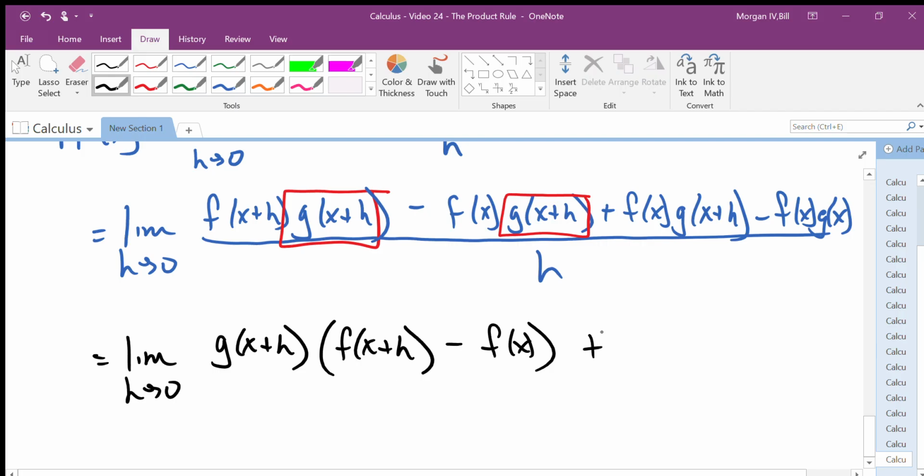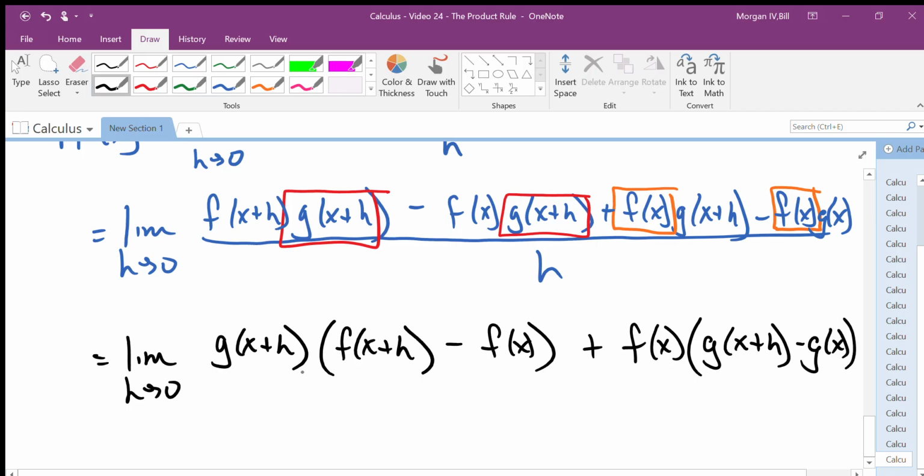Then I'm going to look at, so I have a plus sign here, plus the third and fourth term, and see what do they have in common. We see that the third and fourth term both have an f of x in common. So we're going to factor out an f of x from terms 3 and 4. Term 3 still has a g of x plus h left, and term 4 a minus g of x. This whole thing over h.